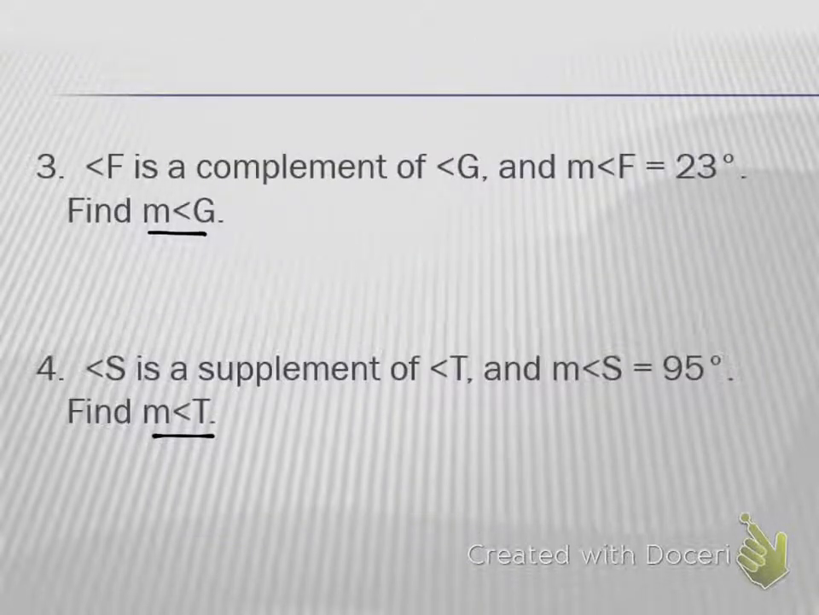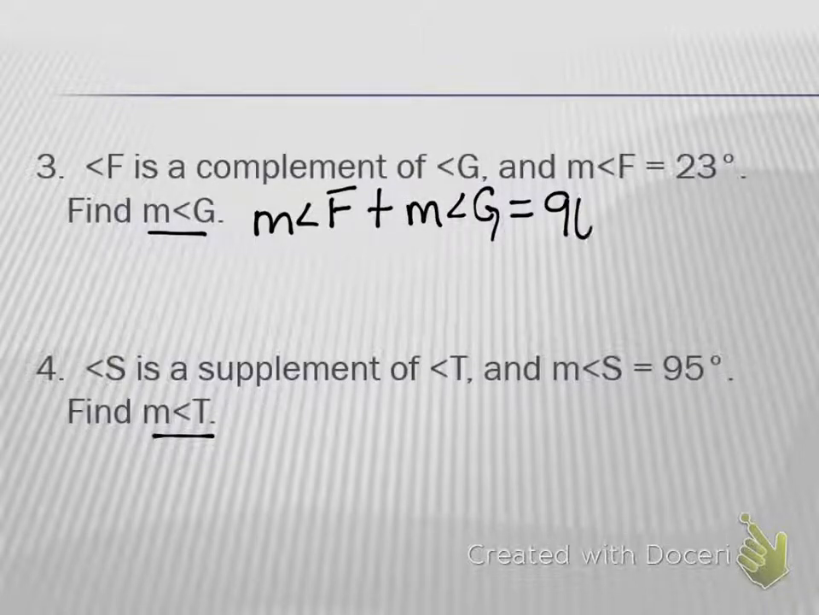All right, for number 3, F is a complement of angle G, and the measure of angle F is equal to 23 degrees. We are asked to find the measure of angle G. The work I'm going to show is not something that I'm going to expect every single time, but I'm going to go through it this time so that you can see where these answers are coming from. If angles F and G are complementary, their measures add up to what? 90 degrees. So I know from the beginning the measure of angle F plus the measure of angle G is going to be equal to 90 degrees.